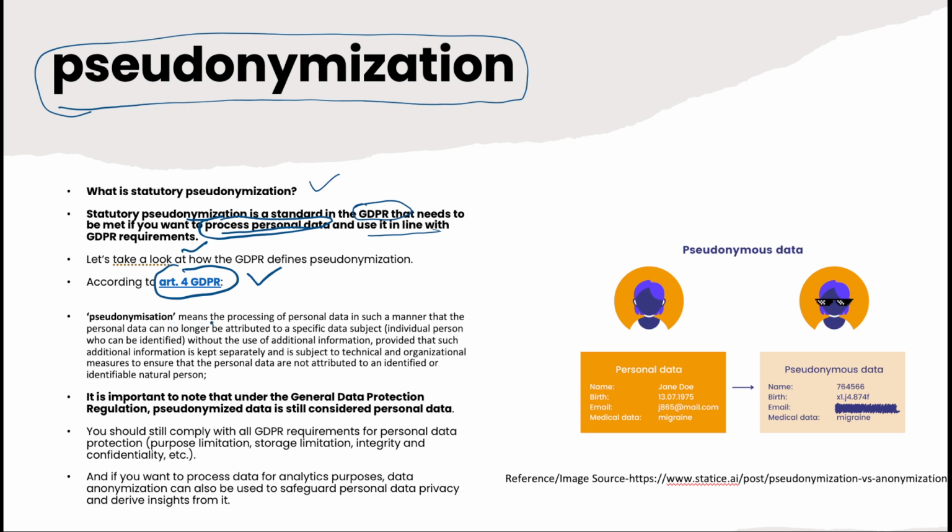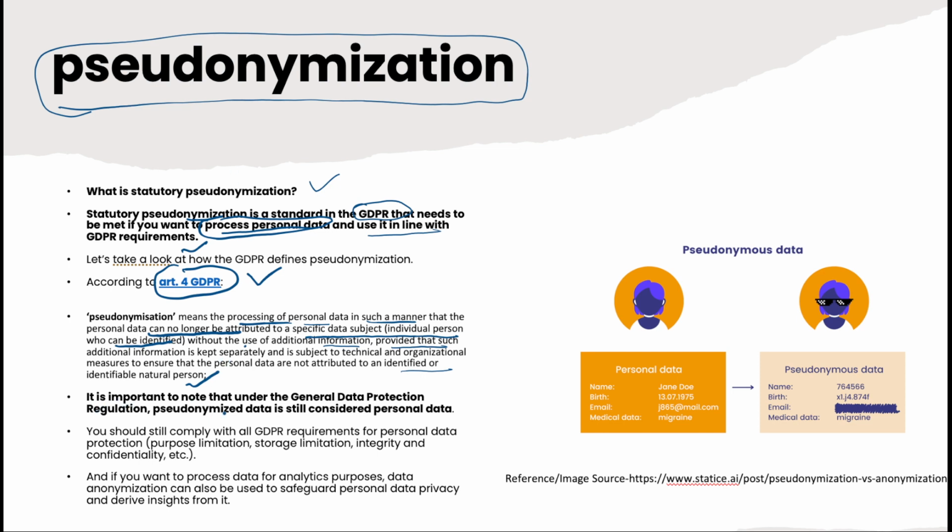It means processing personal data in such a manner that the personal data can no longer be attributed to a specific data subject, an individual person who can be identified, without the use of additional information, provided that such additional information is kept separately and is subject to technical and organizational measures to ensure that the personal data are not attributed to an identified or identifiable natural person.